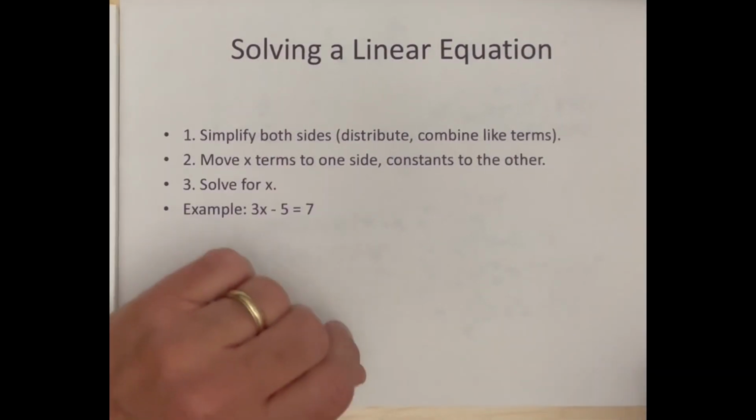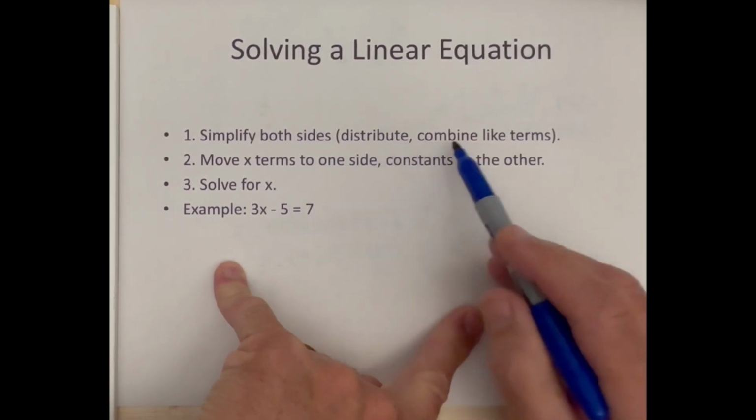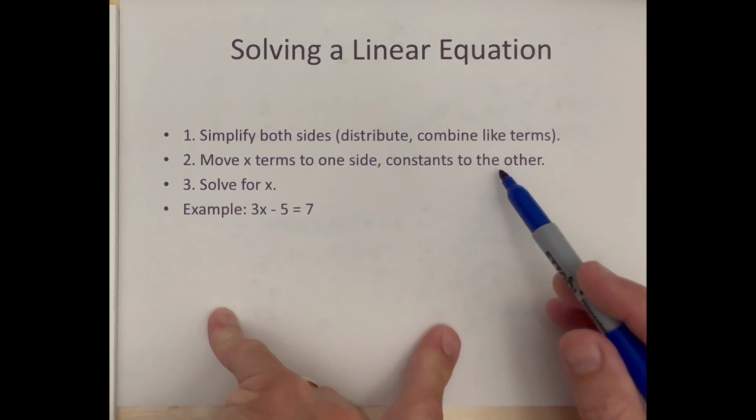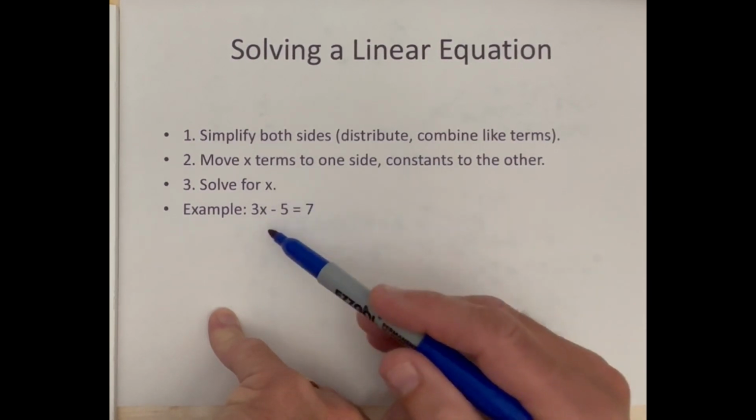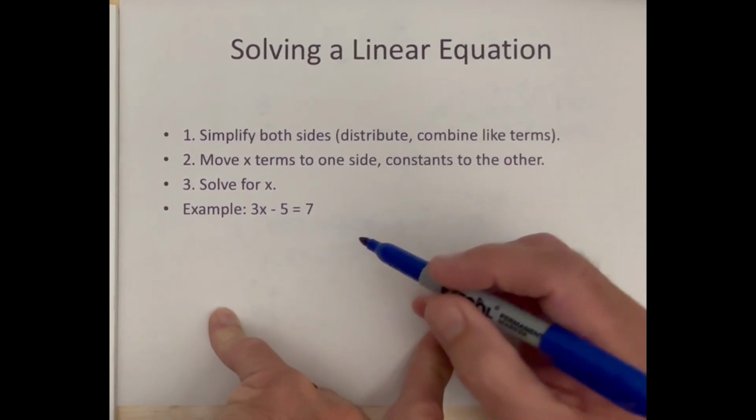So solving linear equations. First of all, we simplify both sides. We distribute and combine like terms. We move the x terms to one side, constants to the other. Solve for x. So let's look at the example of 3x minus 5 is equal to 7.